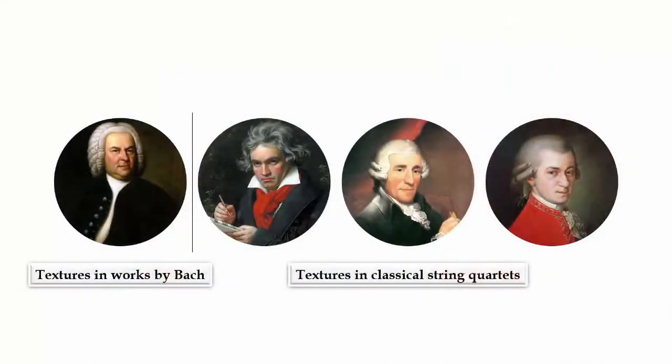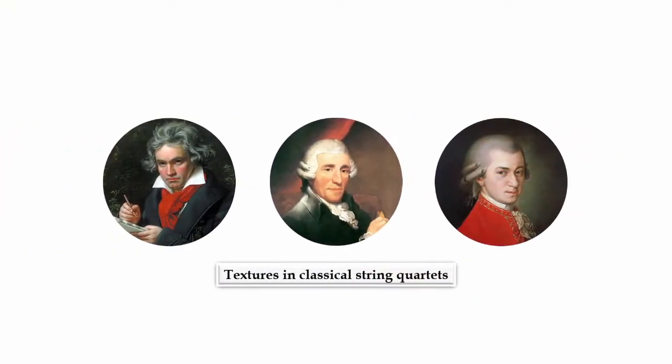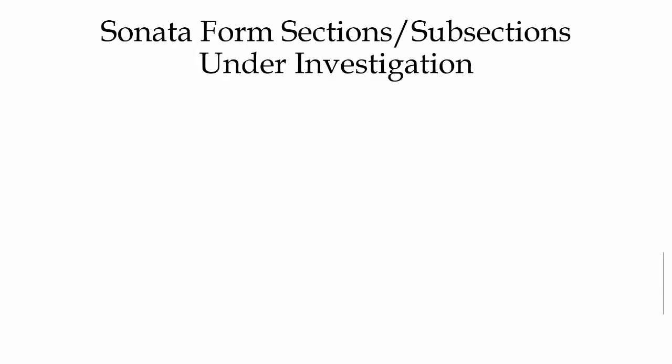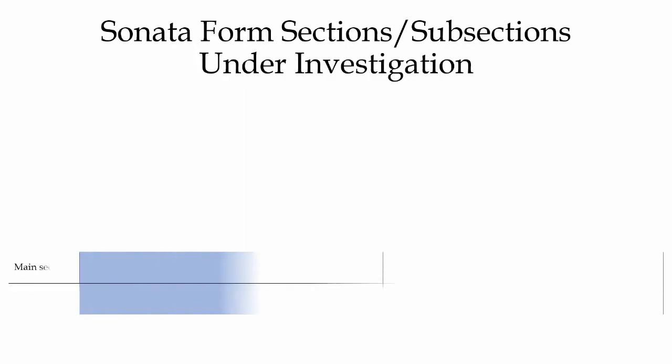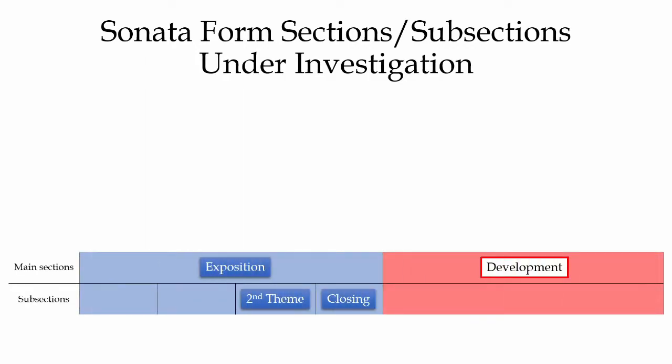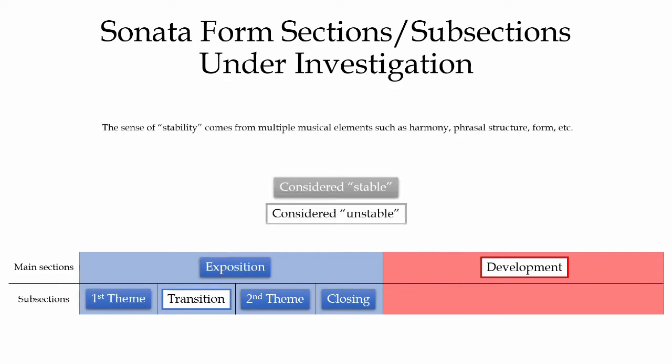Our second major study involved analyzing onset synchrony levels in the opening sonata form movements of select string quartets from Beethoven, Haydn, and Mozart. Our main purpose for analyzing these movements was to compare the sections and subsections of sonata form, as they're traditionally either considered stable or unstable in many ways.